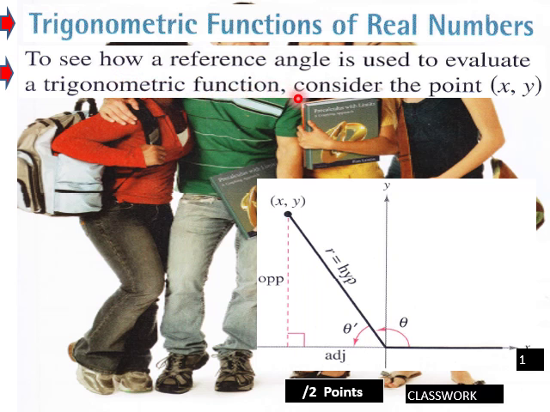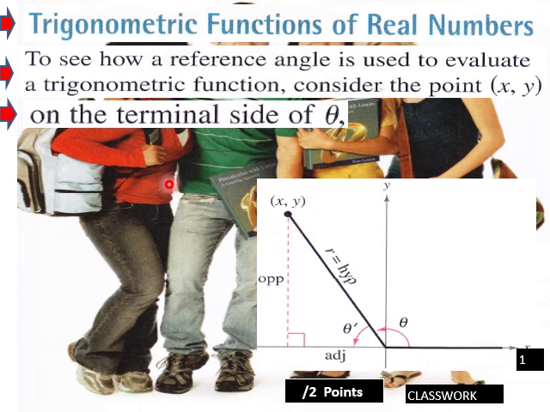Okay, moving into our part 2 here, trigonometric functions of real numbers. To see how a reference angle is used to evaluate a trigonometric function, consider the point xy. R equals your hypotenuse, and then you have theta, and theta prime is your reference angle. For theta prime, this is your opposite, this is your adjacent. The point xy is on the terminal side of theta.